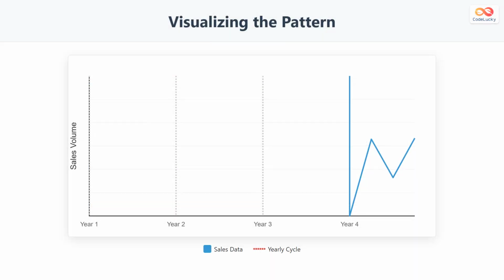If we plot this data on a graph, it looks like a wave. Notice how the peaks and troughs happen at roughly the same time intervals. In this chart, the blue line represents the actual data, showing a clear repetitive cycle year after year.